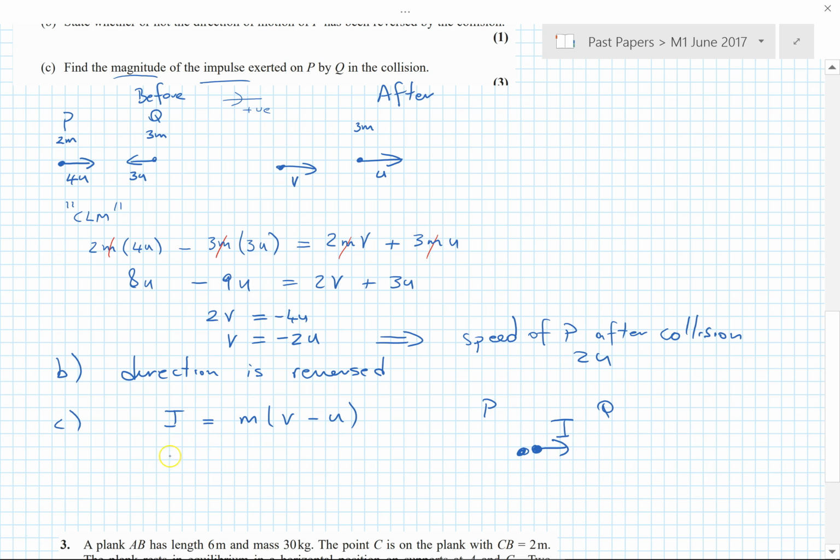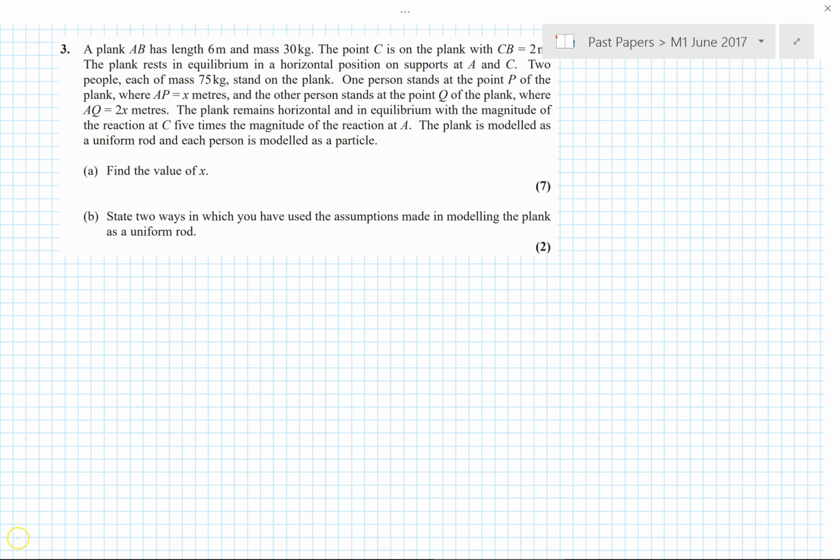So we have the impulse, and the mass of Q is equal to 3m. The final velocity is equal to u. The initial velocity, because we're taking this as positive, is negative 3u. So the impulse is equal to 3m times 4u, so that's equal to 12mu.